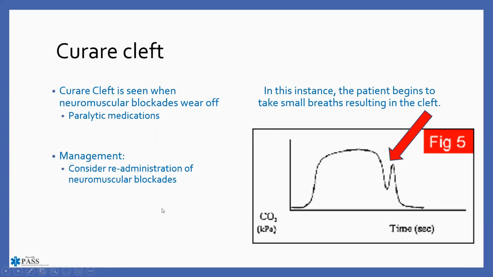If you are in the business of paralyzation and giving these medications to your patient, then the management here would be the re-administration of a neuromuscular blockade. So if they're already intubated, then it would be appropriate to use a long-acting agent like vecuronium. If it's the initial intubation and they're not completely down, then you're probably using a shorter-acting agent, in which case you're not going to see the curare cleft to begin with.